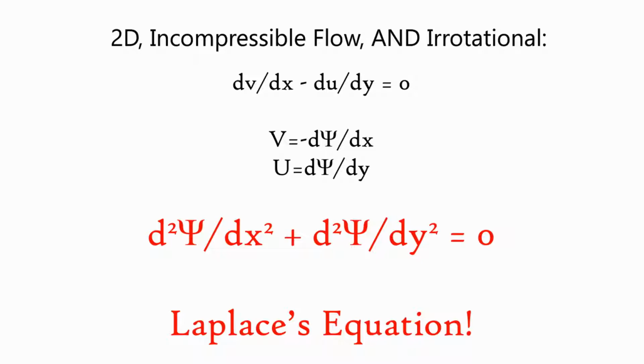This is a lot easier to deal with than having the continuity equation with two variables to solve for, u and v. The continuity equation in terms of u and v was a partial differential equation, much harder to solve than Laplace's equation, which is an ordinary differential equation.